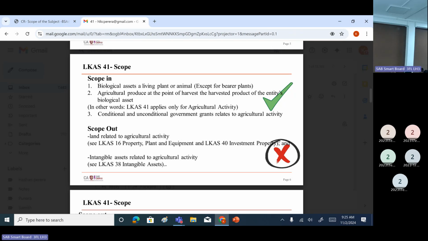Here I am discussing just the definition, right? Just the definition. That's why we are going to extend this. I explained here the star point we put in the bracket, except for bearer plants. Except for bearer plants.